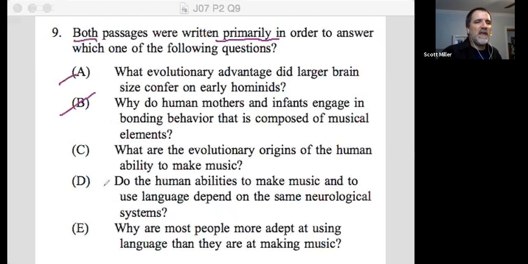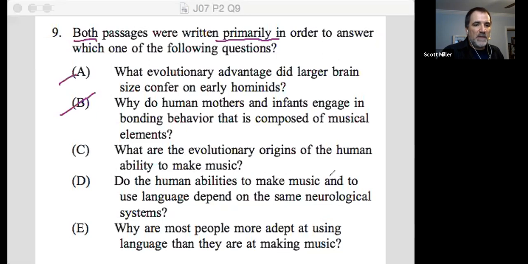Answer choice C. What are the evolutionary origins of the human ability to make music? Now I'm going to keep this around only because it's mentioning music and it's mentioning evolutionary origins. And more importantly, I'm not looking at this and saying, oh, it doesn't look like the right answer. It's not what I'm expecting in a right answer. I'm looking at this and saying, I don't see anything wrong with it. So I'm going to leave it.